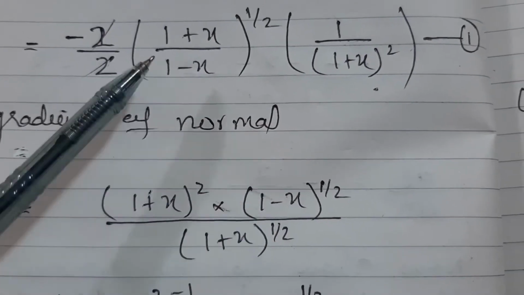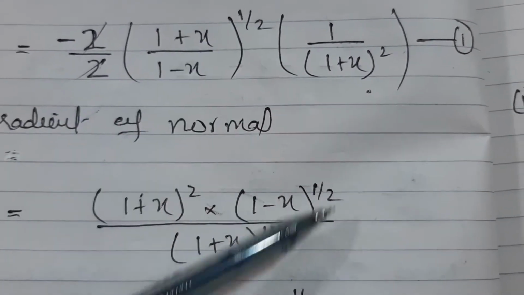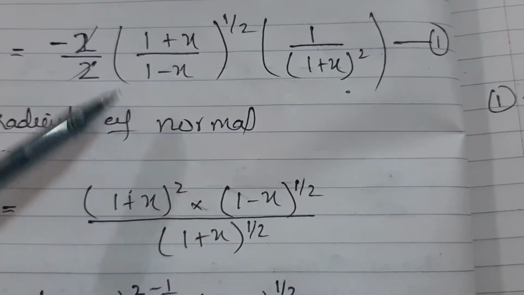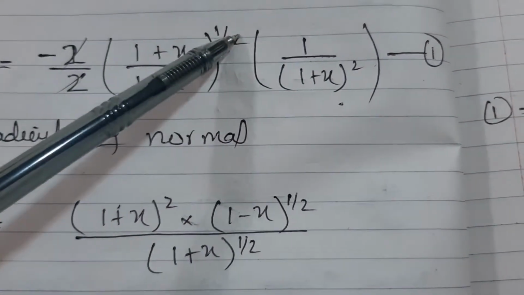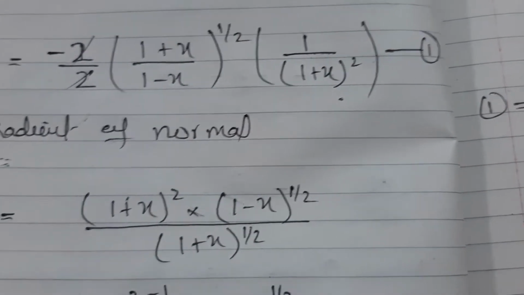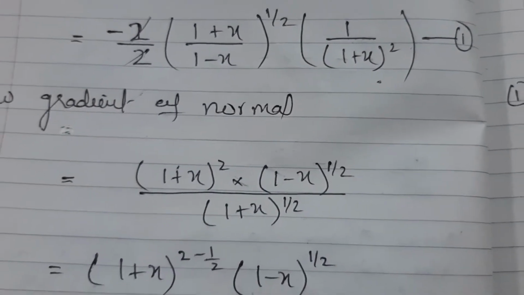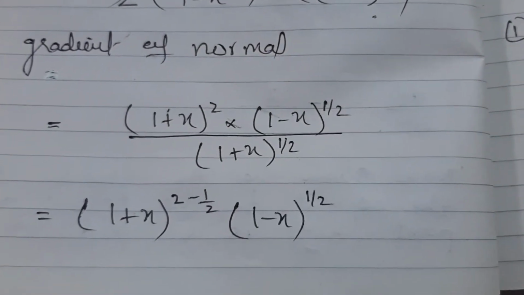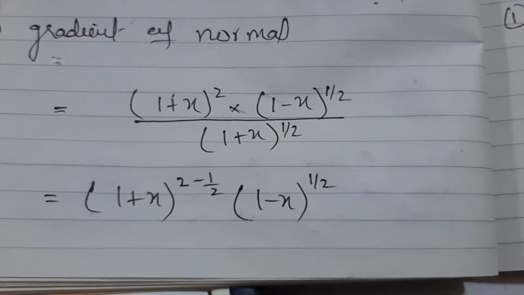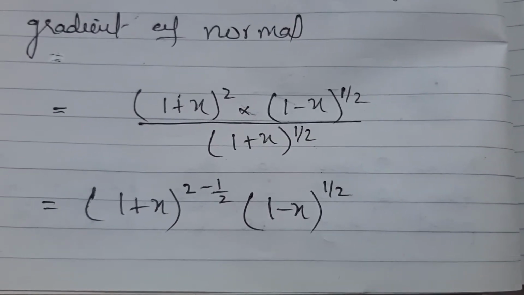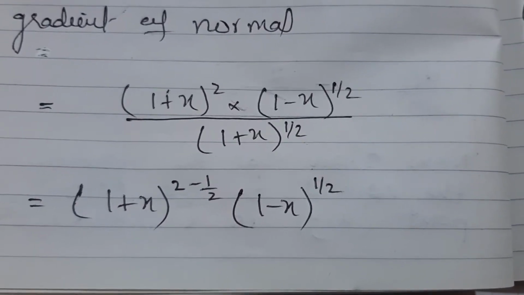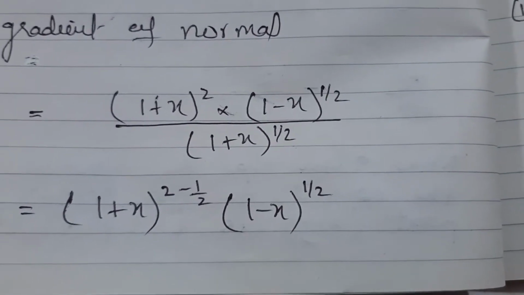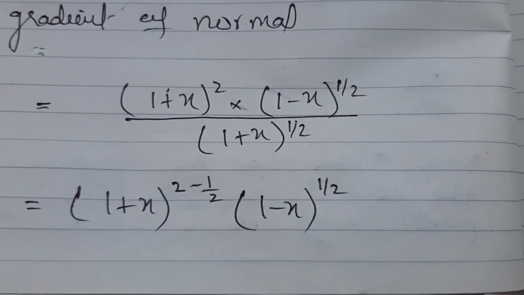You can see 1 minus x power half is in the numerator. 1 plus x whole square is in the numerator. 1 plus x power half is in the denominator. Now this is the gradient of the normal, but it does not have the form which is required in the question. You remember that form? It was 1 plus x bracket and root 1 minus x square. So you have to bring it into that form now.